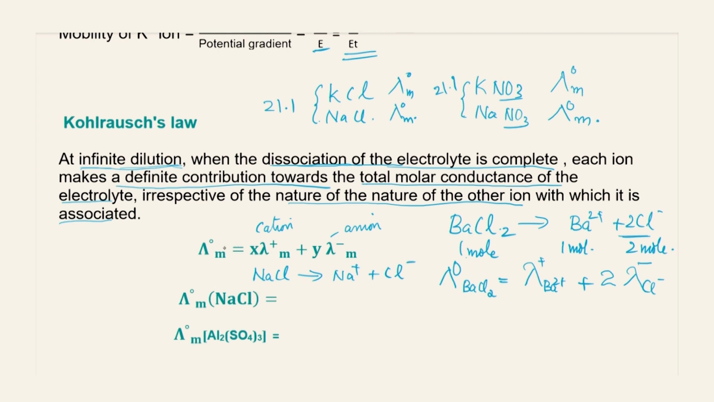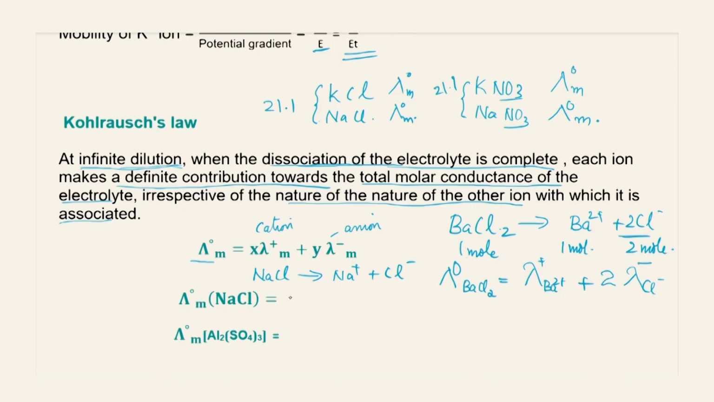Now, one more point to be noted is that capital lambda is used for the electrolyte, and for ions we use small letter lambda. Okay. And with a superscript plus to show that it is a cation and minus for an anion. Okay. So, here we are having only 1 mole of sodium ions. So, lambda plus of Na plus plus lambda minus of Cl minus.